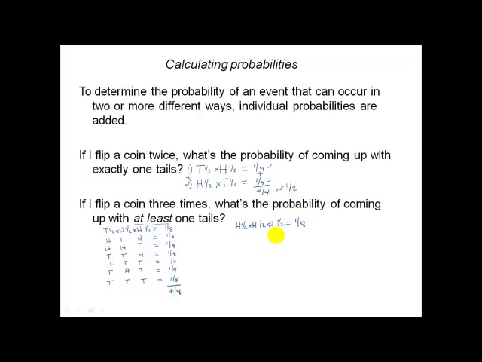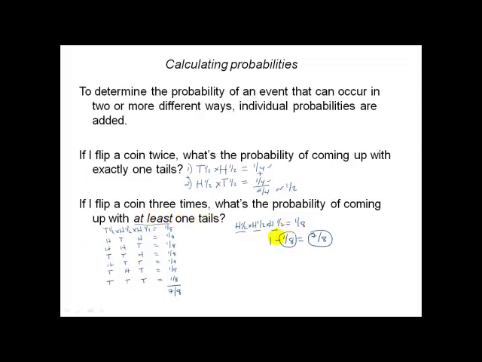And then I know that all of my outcomes have to add up to 1, so I can just subtract that 1 out of 8 from 1, which leaves me 7/8. So 1 time out of 8, I would predict I'd get a heads and a heads and a heads. 7 times out of 8, I'd get something else, right? And the something else would have to satisfy my at least 1 tails.